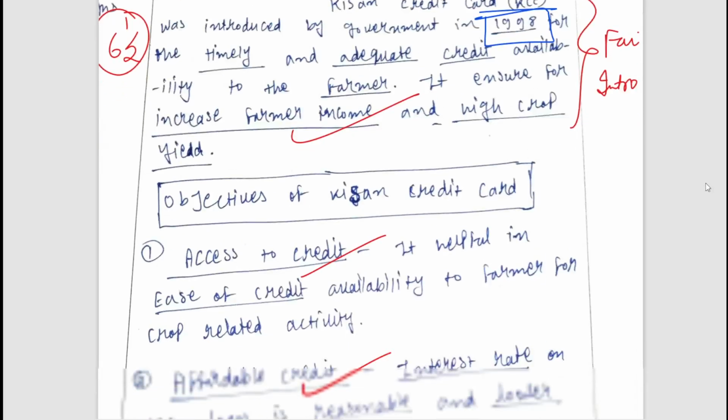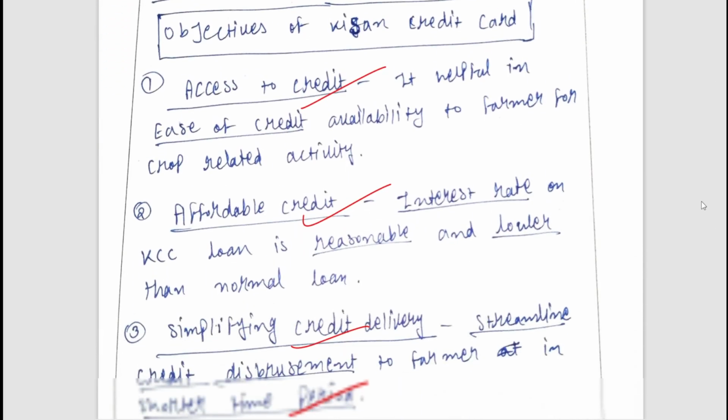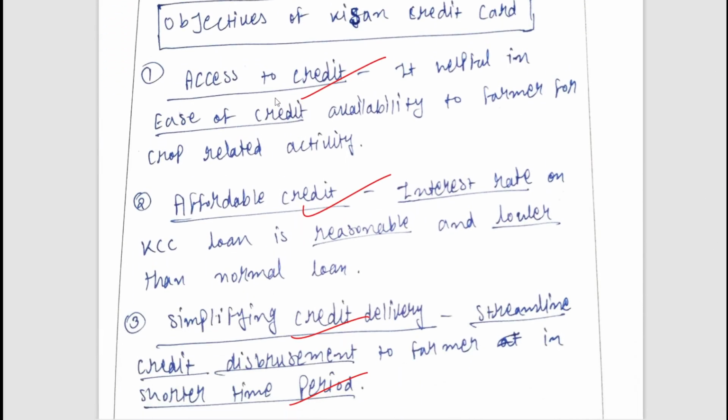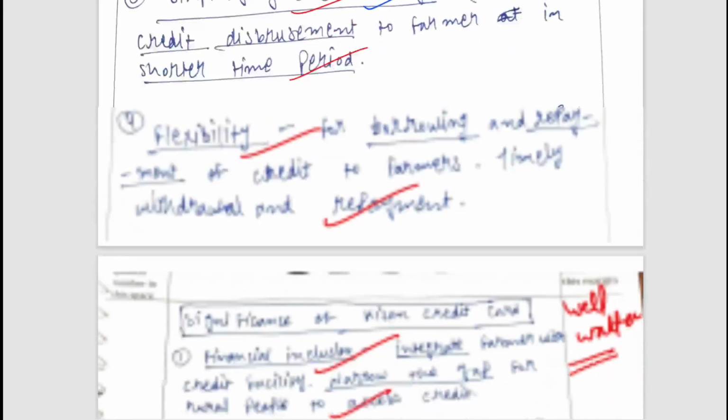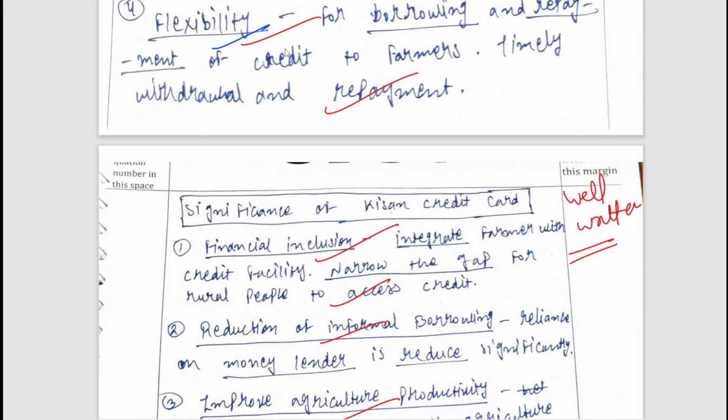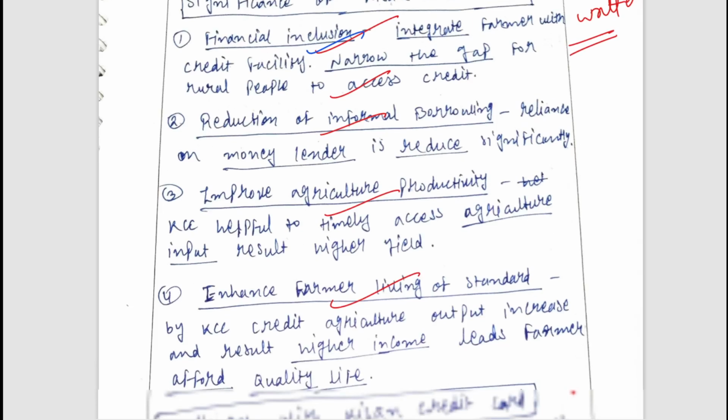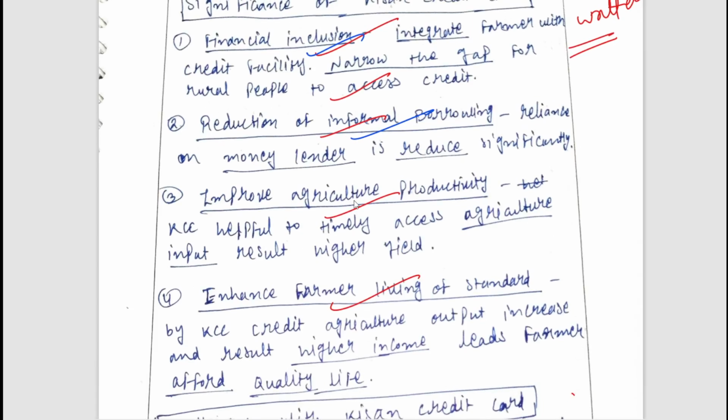So fairly introduced. Now let's see. The student has mentioned objectives of Kisan credit card. So yes, access to credit, affordable credit, simplifying the credit system, flexibility is there, and significance have been also mentioned, such as financial inclusion, reduction of informal borrowing, improve agricultural productivity. Obviously, the farmers will have the good amount of credit.